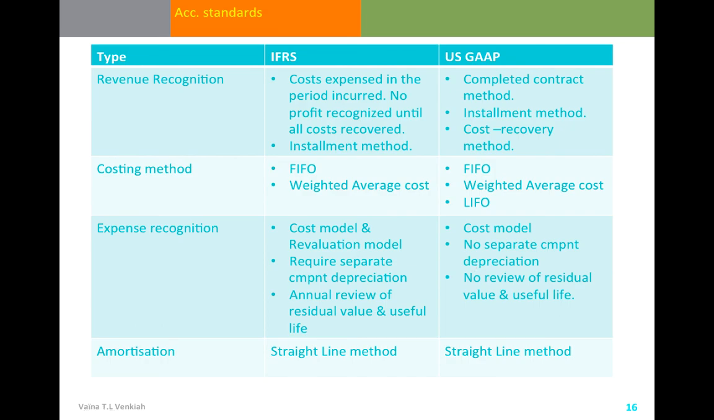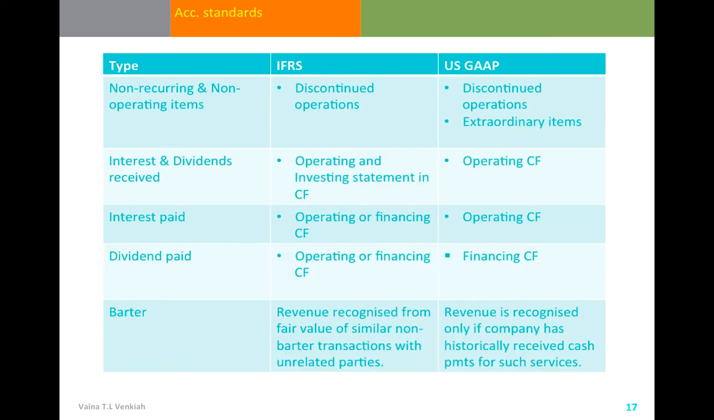When we carry out amortization under IFRS and GAAP, we can both use the straight line method. Next, non-recurring items and non-operating items. Under IFRS, we have discontinued operations. Under GAAP, we can have discontinued operations and extraordinary items. Extraordinary items are not allowed under IFRS.